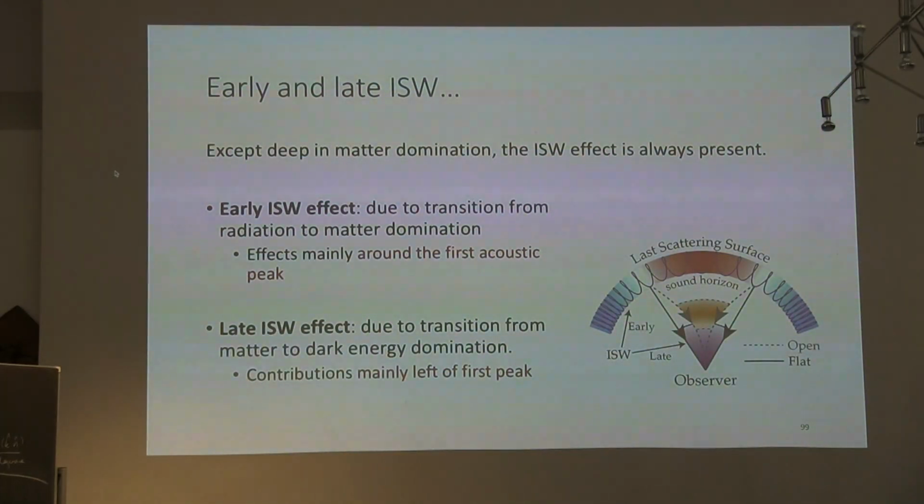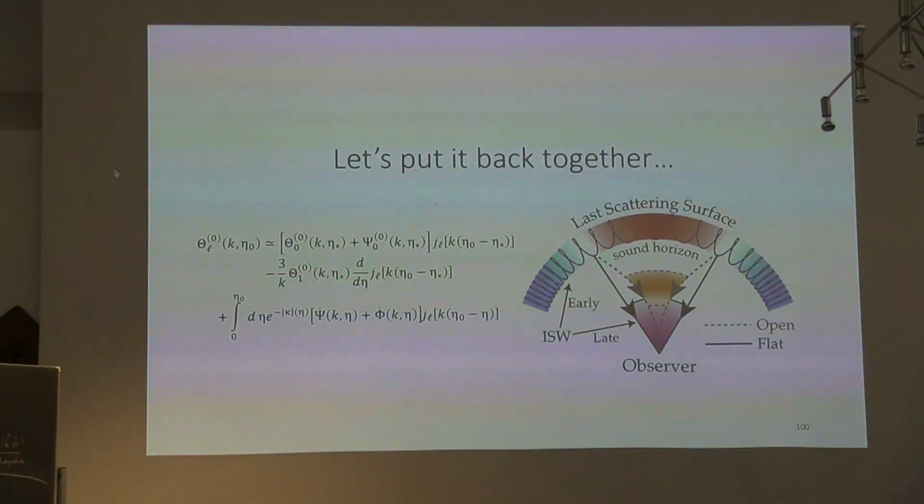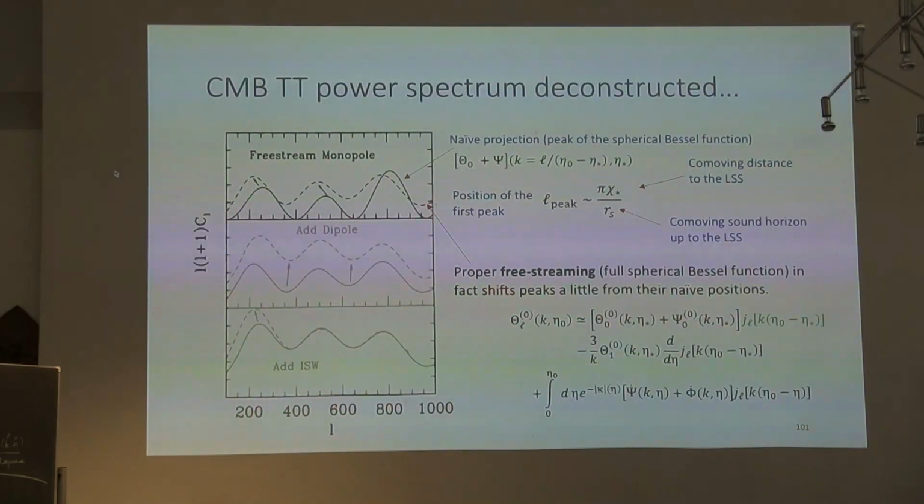Okay, so we have all the ingredients. We have the spectrum on the last scattering surface. We free stream that, and then there's also the ISW effect that we have to tag on as well. And now what we can do is put it all back together. So that's what we have. So this here, the solid line is just the monopole solution, which has been naively mapped by just using this relation between k and the location, k and l. Okay, so that's the solid line.